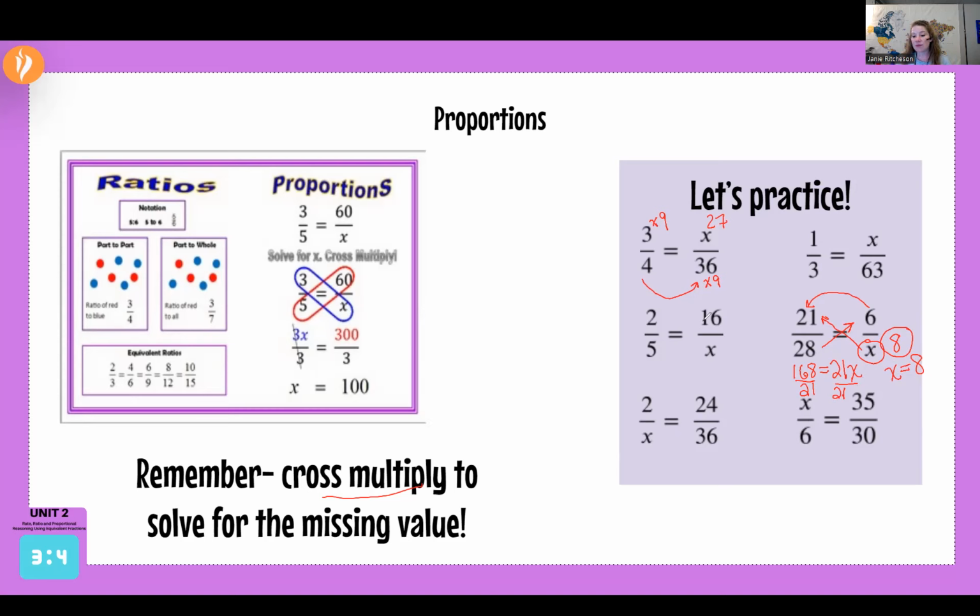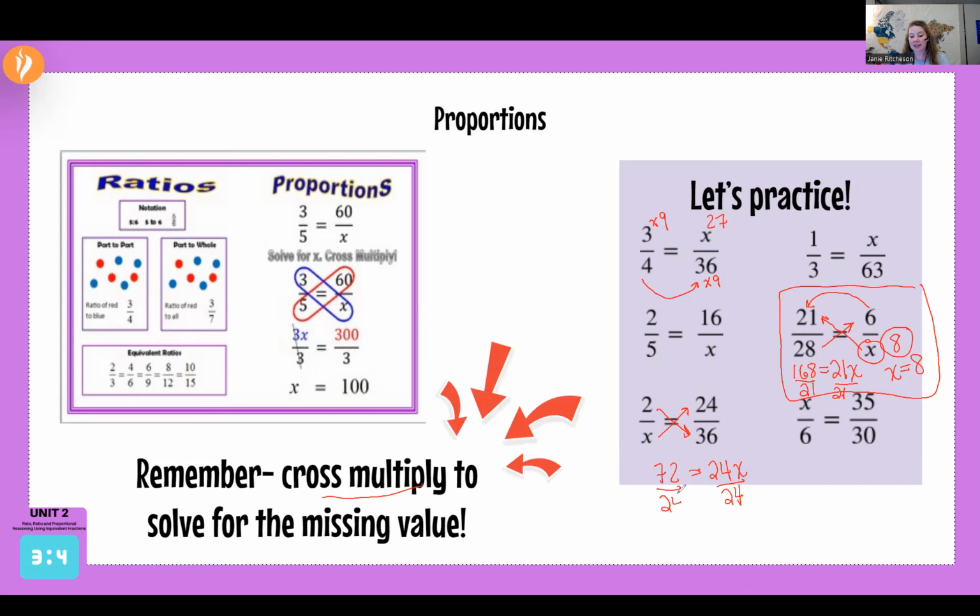Most of these are going to have a whole number that you multiply by, but I want you guys to practice solving for the unknown number this way as well. So cross multiplying, I should say. So 36 times 2 is 72. 24 times x is 24x. You just push those together. And then to solve for x, you divide by whatever the number is attached to the x. All right, so what is 72 divided by 24? 3.